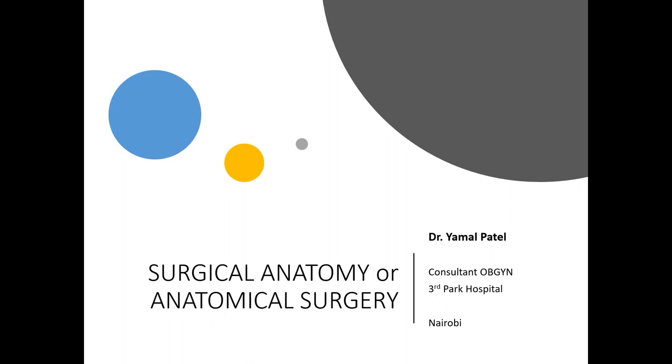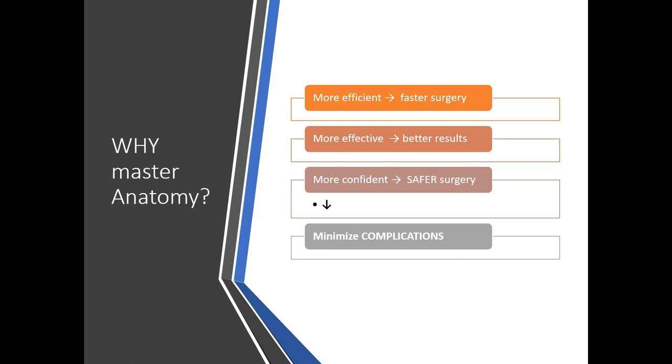So I'm going to be discussing a topic, surgical anatomy or anatomical surgery. Now, why do we have to master anatomy? We have to master anatomy because when we know the anatomy of the area that we are going to be operating on, we become more efficient. When we become more efficient, our surgery becomes faster. We become more effective, which means we get better results.